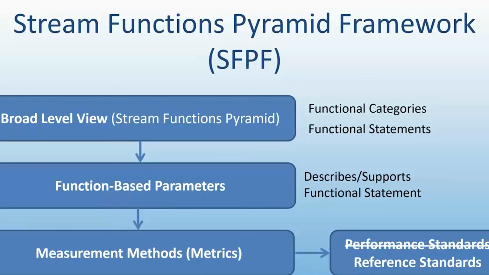I just wanted you to see kind of an overview, a diagram, if you will, of what this framework looks like. So within every functional category, there are function-based parameters. Tied to every parameter, there is at least one metric, and tied to the metrics are these reference standards. So it's important to visualize this, because not only is this the way the framework works, it is how the SQT is organized.